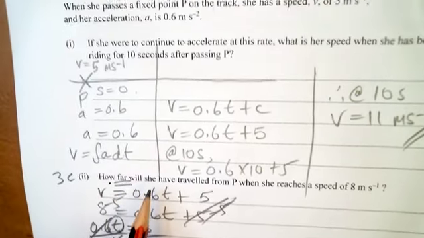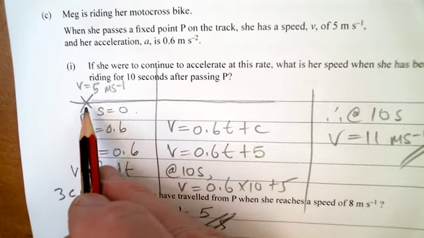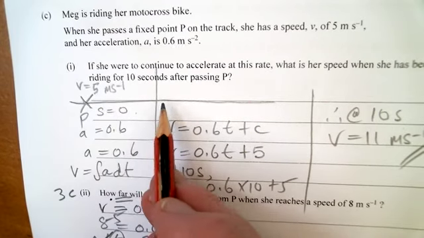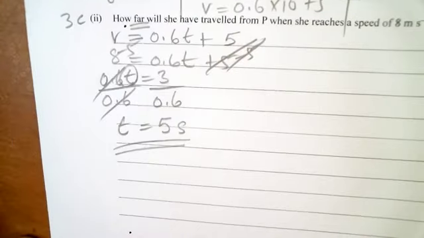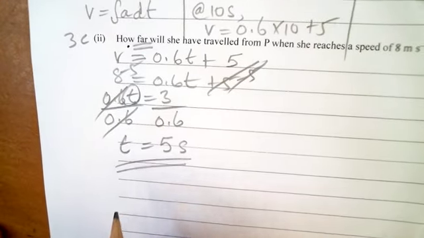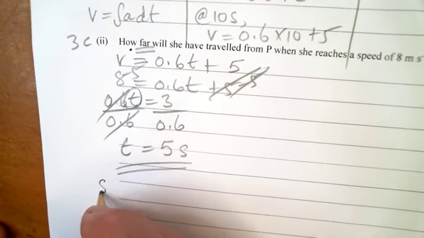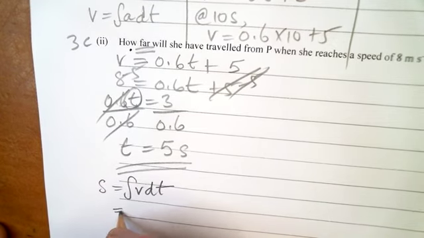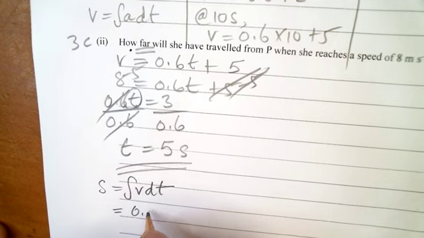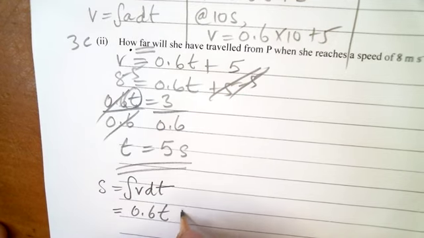Well, of course, when she starts off, she's travelled nothing. This is past P. How far past P? Well, at P, she's travelled S is 0. Distance is 0. So let's find the distance equation. So we know that the distance is equal to the antidifferential of velocity with respect to time, which is equal to, and I'll write out the velocity as 0.6t plus 5.